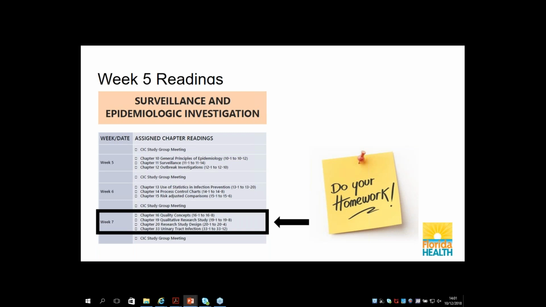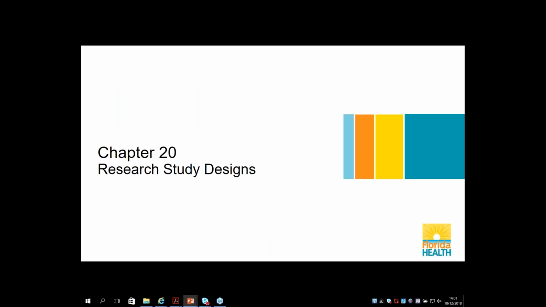So for this week, you had four chapters you had to read: chapter 16, chapter 19, chapter 20, and chapter 33. Today we're only focusing on chapter 16 and 20. Please keep in mind that while I am focusing on specific chapters during our lessons, our group is really supplemental, so it's extremely important that you're getting your readings done and that you're taking notes, because with the amount of time that we have, the information that I can cover in an hour is very limited, especially with all of the information that's included in the APIC text. So let's get started with chapter 20, which is research study designs.